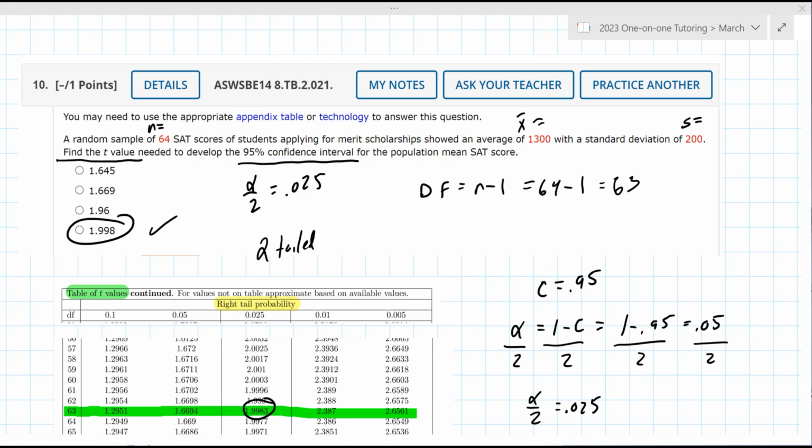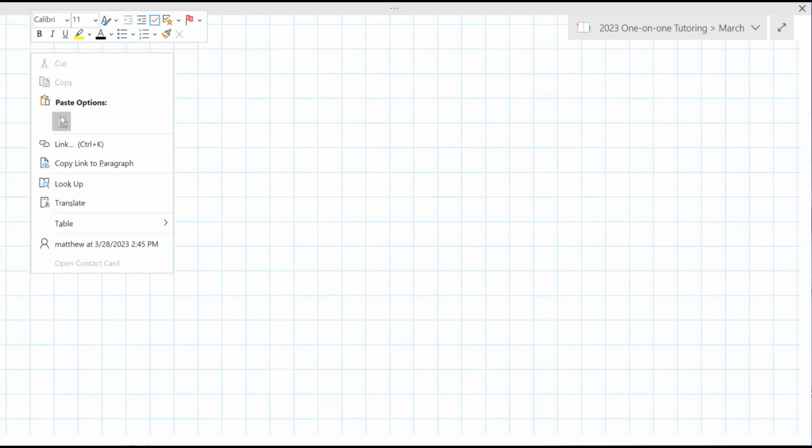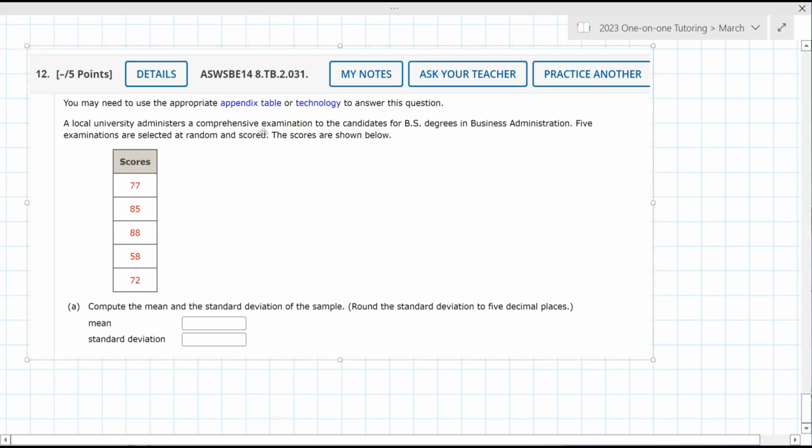All right, so number 12, skipping 11, since it's a non-numerical problem. You may need to use the appropriate technology. A local university exam for candidates: 5 examinations are selected at random, and here are the scores. You want to calculate the mean and the standard deviation. Your calculator, again, will do this for you.